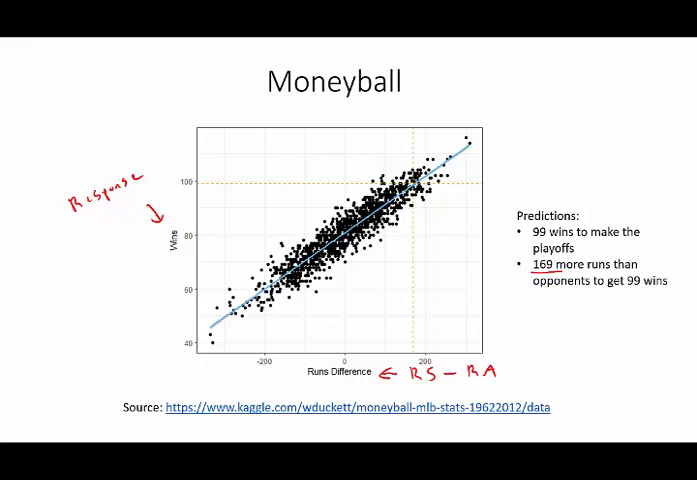Now, this data right here shows a bunch of different teams over multiple years of data. It comes from the link at the bottom of the page here. And you can see this blue line here shows that there is a strong linear relationship between wins and run difference. These orange lines here show on the y-axis, this is 99, the target number of wins, and this is 169, and you can see the place they cross is exactly at this blue line. So again, in this example, finding an equation for that blue line is important for being able to make this prediction right here, and using statistics, you could see how accurate that prediction would be.